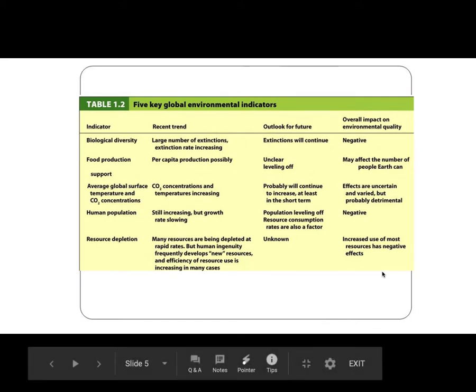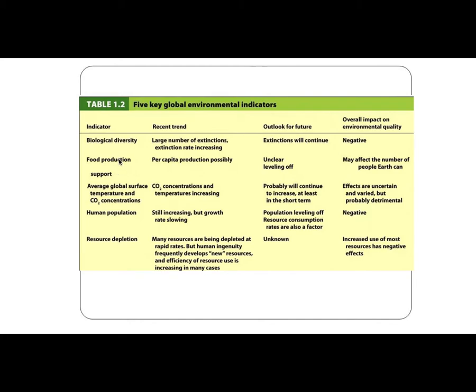So the 5 key global indicators that we're going to talk about are biological diversity, food production, average global temperature and CO2 concentrations, human population, and resource depletion. All of these have some recent trends in terms of how they have changed and what those changes mean, how they likely will change in the future, and overall, what is the impact on our environment and its quality. Again, really degraded or unsustainable environments aren't good for humans.